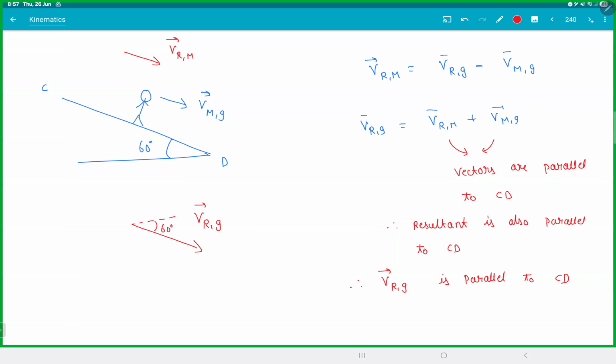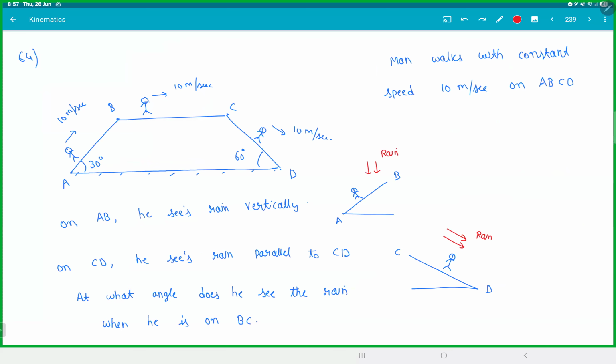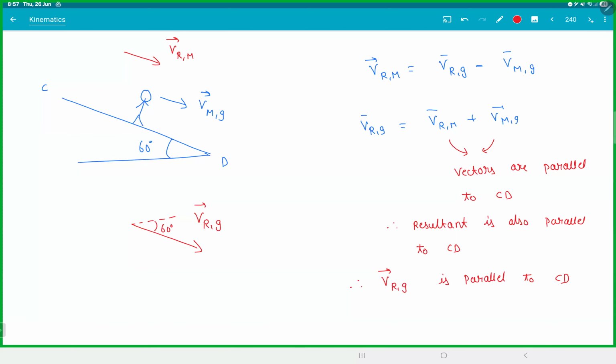Is this first part clear, everyone? The rain is not falling vertically. I said on AB, you think it is falling vertically. The rain is actually falling at an angle of 60 degrees with the horizontal. This is not the question that I asked you. Then what? Now go back to AB.